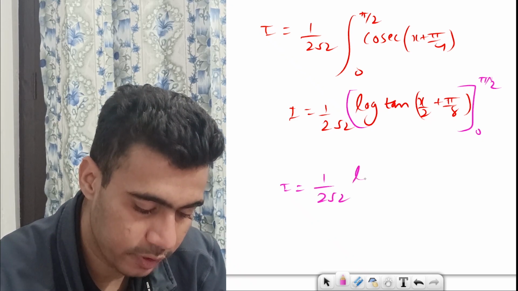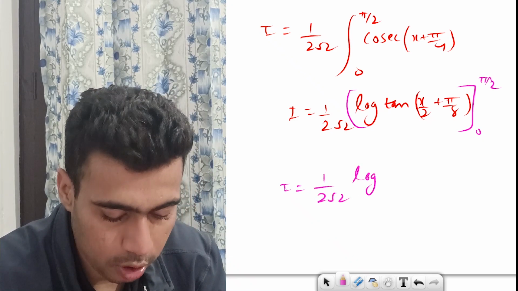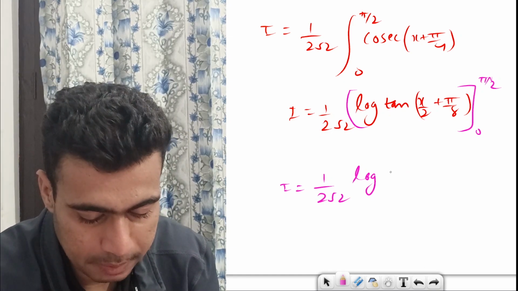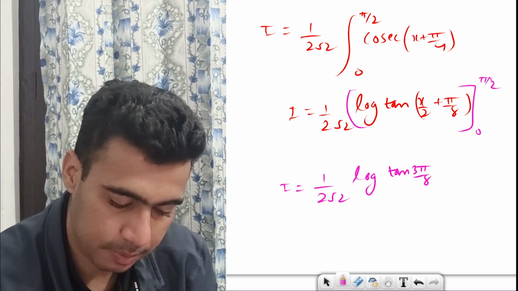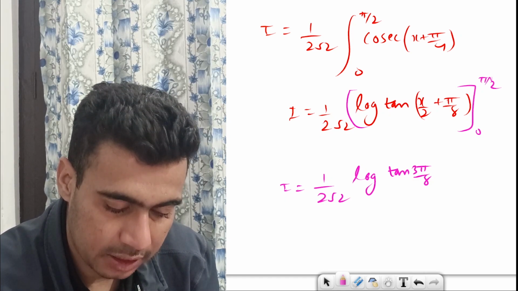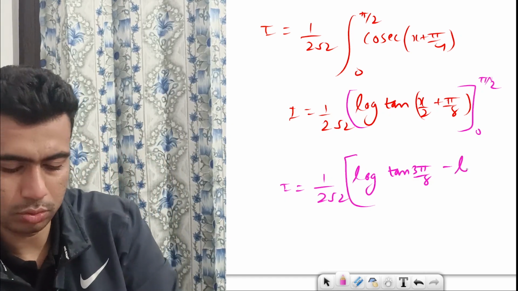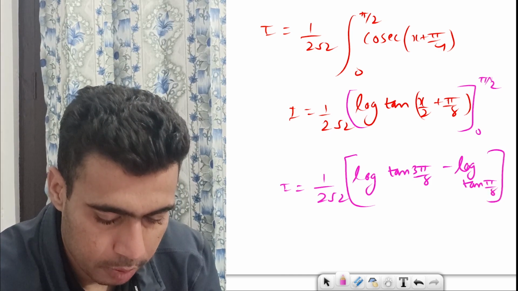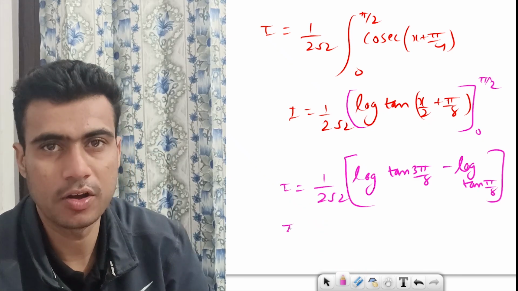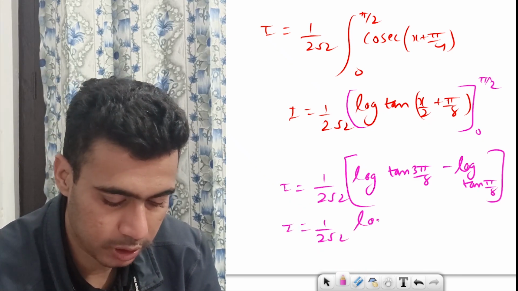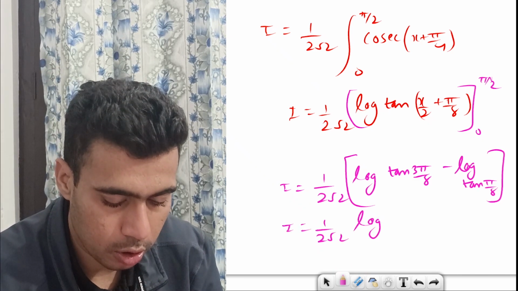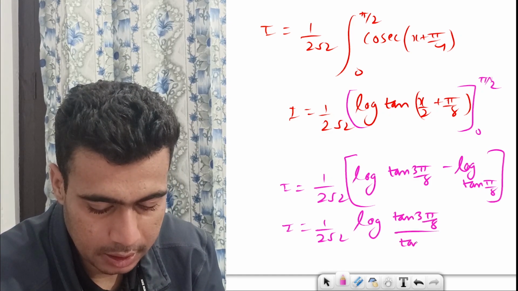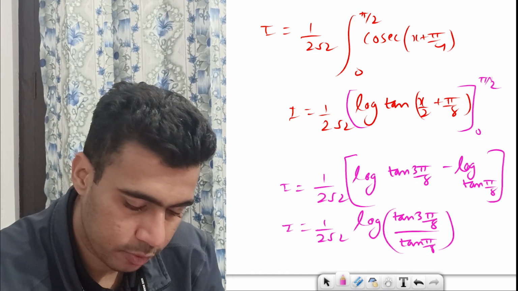So I is equal to 1 by 2 root 2 times log of, when you put pi by 2, it becomes pi by 4 plus pi by 8, so it becomes tan of 3 pi by 8, and the other one will be tan of pi by 8. Now again I can apply the property log a minus log b equals log of a by b. So I is equal to 1 by 2 root 2 log of tan of 3 pi by 8 divided by tan of pi by 8.